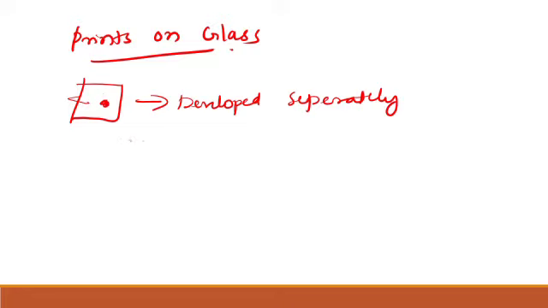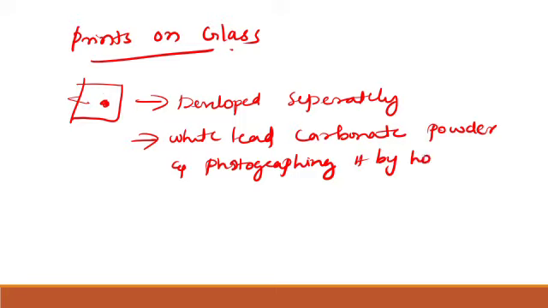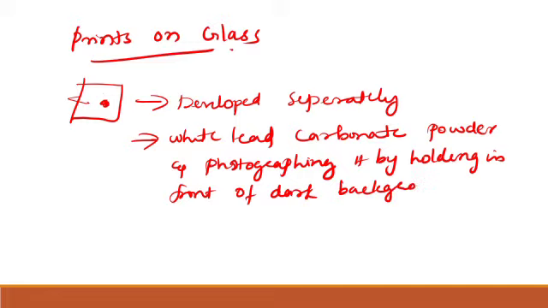One of the techniques used involves treating one side with white lead carbonate powder and photographing it. First you have to develop one side, and only after that move to the other side. You develop one side using white lead carbonate powder, and after that you photograph the developed print. Then you can take the impression of the fingerprint on the other side. When photographing, you have to hold it in front of a dark background, then the developed fingerprint will be visible.